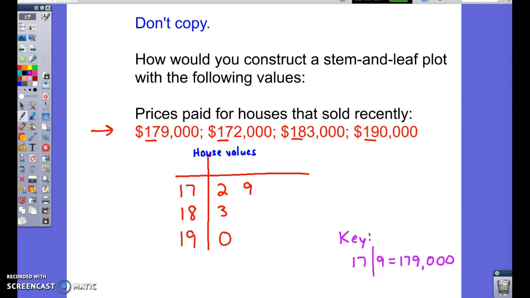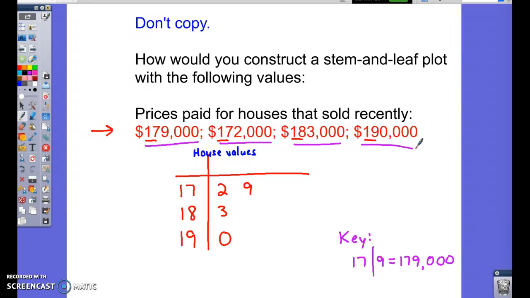Okay, here's the completed version of this stem and leaf plot showing the house values for 4 houses. Now this is a little variation of a stem and leaf plot you may not have seen, but the key to this problem is the key. If you take a look, we're not going to list every single value here, and by that I mean all 6 digits. We're only going to list 3 of the digits.